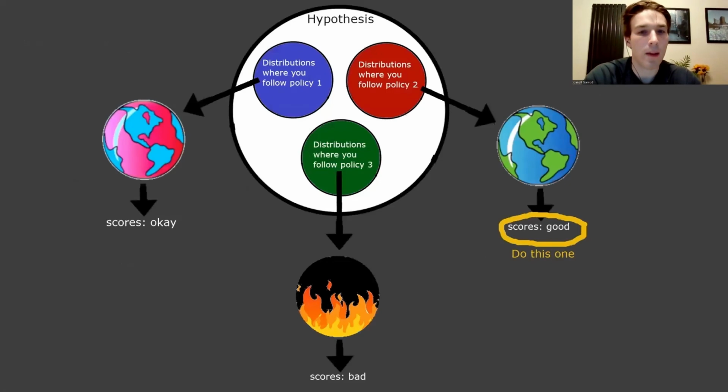You can think of this a bit like our earlier example. We have a hypothesis, which is a set of distributions. We look at subsets corresponding to different policies. We look at the typical worlds in these cases. We score them based on our loss function, then take the policy that leads to the best scoring worlds.